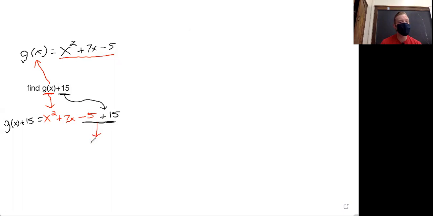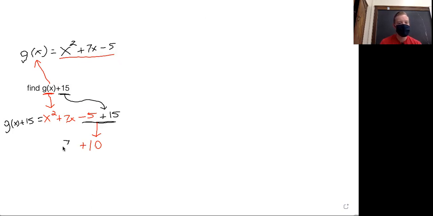-5 plus 15 will give us positive 10. But then everything else stays the same. There's nothing else that we need to combine here. That looks like a 40, not a plus 10. There we go. That's better.